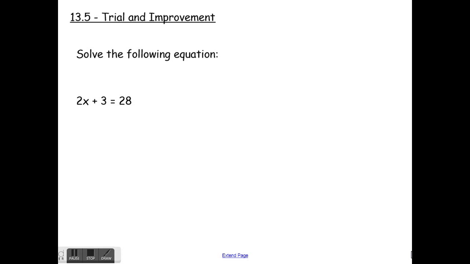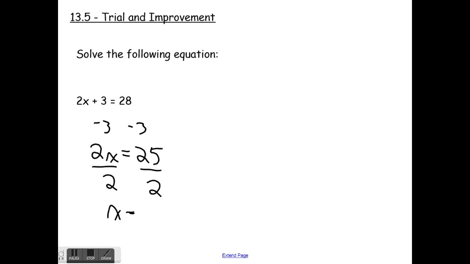So for this first example, I want you to solve that equation. How do I do that? But how do I solve that equation? What do I have to do? Subtract 3 from the 3 and the 28. Okay, so subtract 3. That gives you 2x equals 25. You divide both sides by 2, and x equals 12.5. So yes, the answer is 12.5.